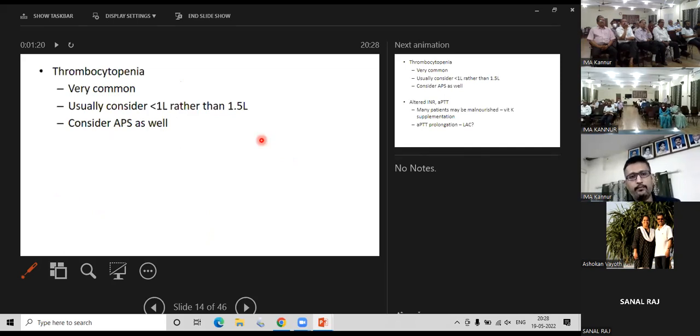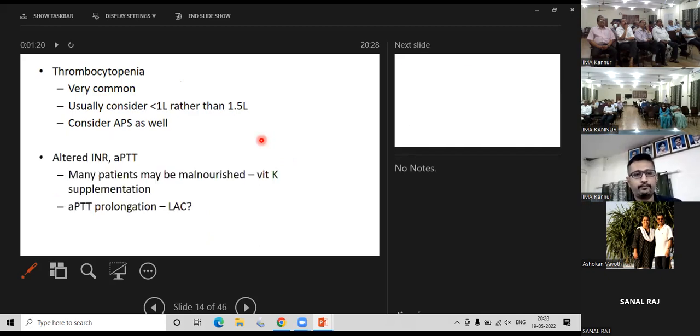Thrombocytopenia is very common. In rheumatology, we tend to give more importance to a count of less than 1 lakh rather than 1.5 lakh. Possibly patients with counts between 1.2 to 1.5 with a manual platelet count might have something in the normal range. And always in thrombocytopenia, think of antiphospholipid syndrome. It can present with thrombocytopenia alone.